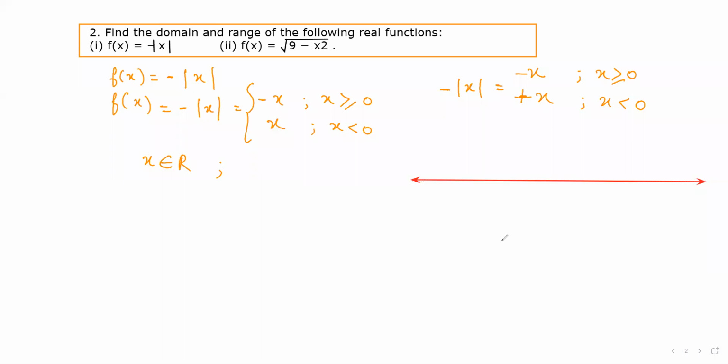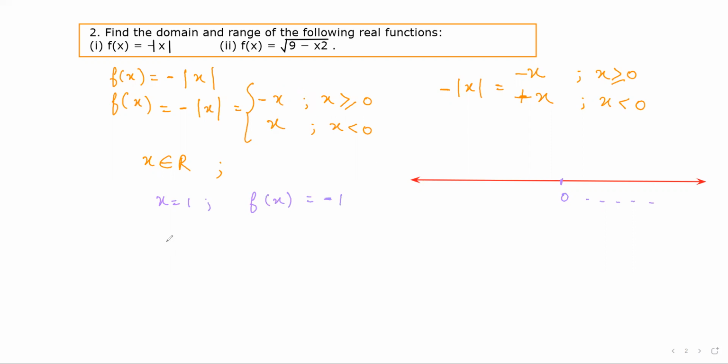When you place the value of x as positive, 0 or greater than 0, the mod of x will always give you a positive value. The negative of that will give you a negative value. So if x is positive, say x is equal to 1, then f of x will be equal to minus of this value. X is positive, so it should be a minus of this value.